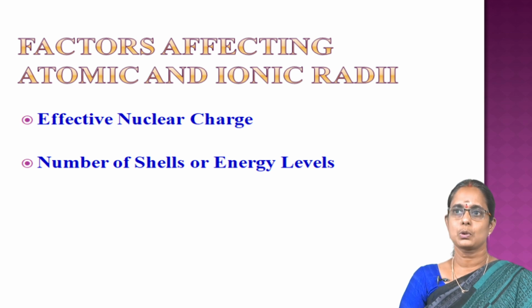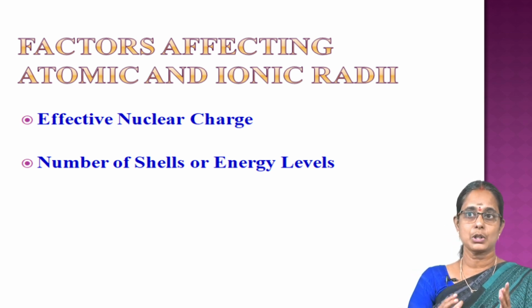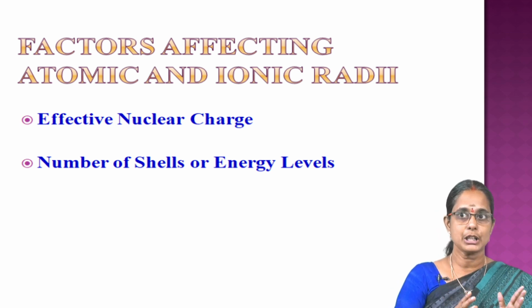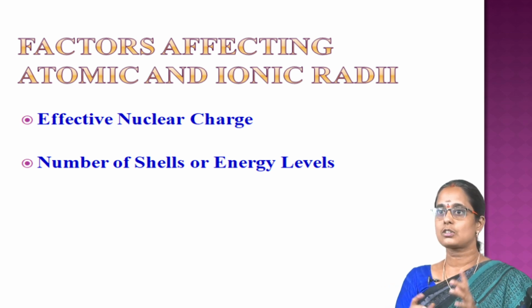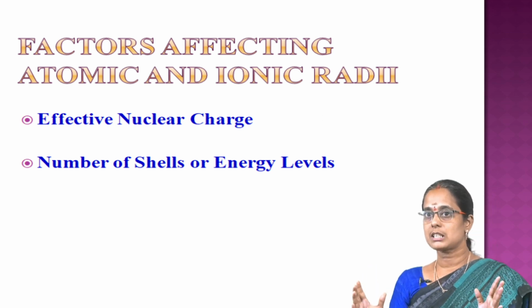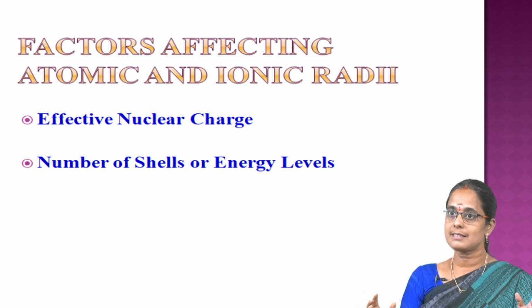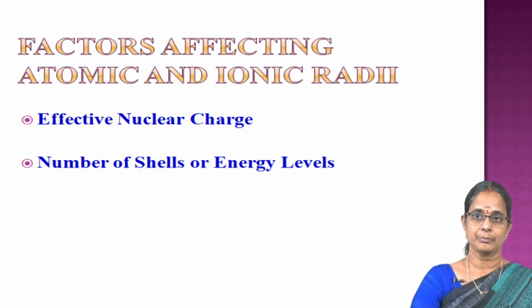The first one is effective nuclear charge. The magnitude of the effective nuclear charge determines the magnitude of the force of attraction between the nucleus and the outermost electron cloud. The greater the magnitude of the effective nuclear charge, the greater the attraction between the nucleus and the electrons, and the smaller the atomic and ionic radii.